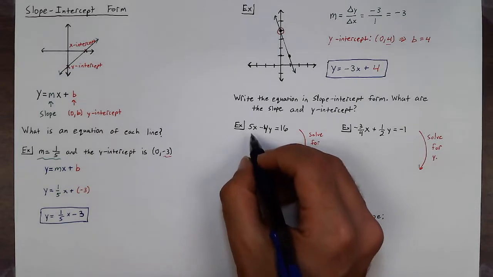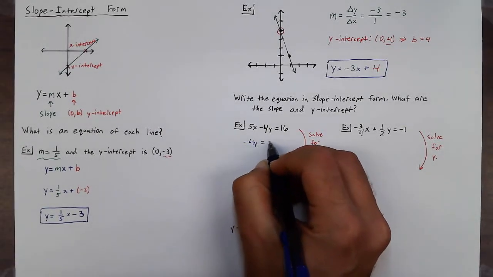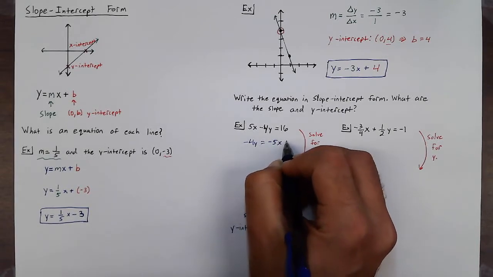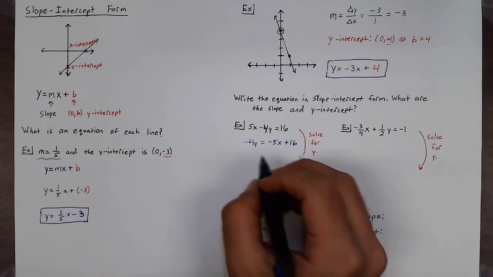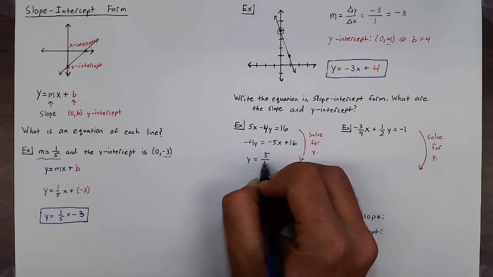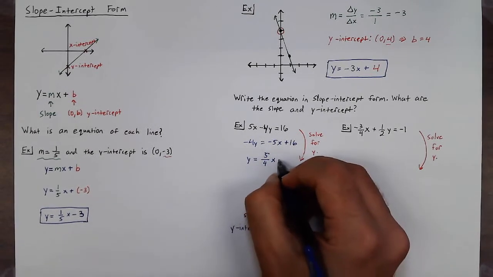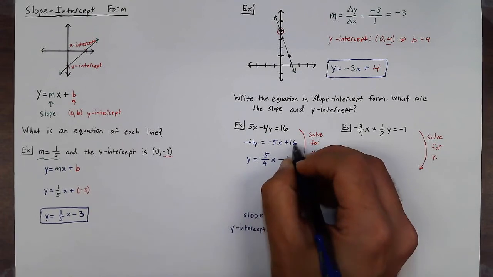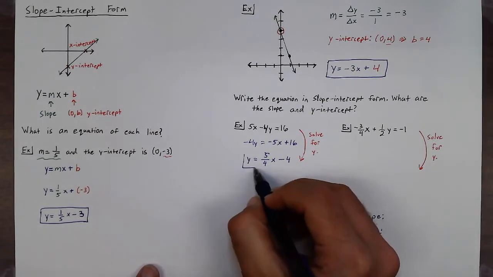We'll subtract 5x, giving us -4y is equal to -5x plus 16. Then we can divide each side by -4, giving me y is equal to positive 5/4 x, because we have a -5 divided by a -4, and minus 4 because we have 16 divided by -4. Now it's in slope-intercept form.